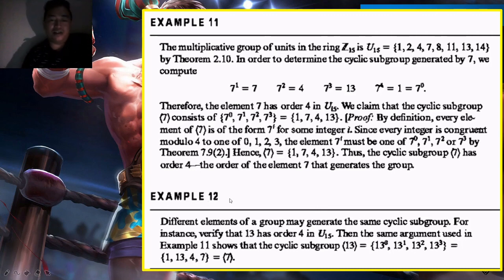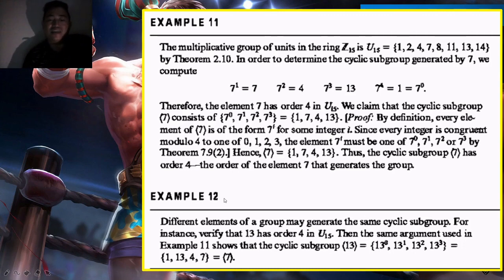Okay. Example number 12. The different elements of a group may generate the same cyclic subgroup. So some others also generate the same subgroup. For instance, we verify that 13 has order 4 also, using the same argument as in the previous example. Compute 13 to the power of 1, 2, 3, 4. The fourth power is equal to 13 to the power of 0, the identity. So the cyclic subgroup generated by 13 is equal to the cyclic subgroup generated by 7. So the elements are the same.